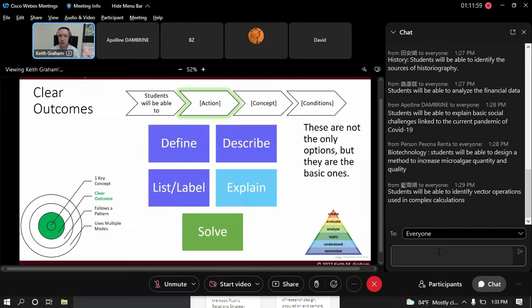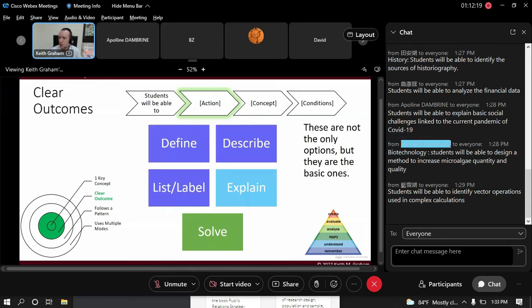Define the chemical reaction. I think those two probably need to be in separate videos. You might have to have video 1, students will distinguish types of compounds, and then video 2, students will define chemical reactions. So consider breaking that up into 2 outcomes, but overall that one looks pretty good.